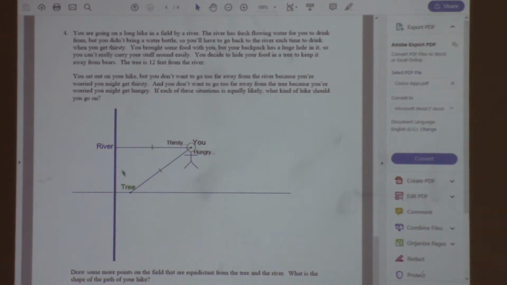And then I even have a silly one for parabolas. There's a river and a tree, and you hide your food in a tree or something, and then you go on a hike but you have no pockets, so you might get hungry or thirsty. So you want to stay equally far away from the river and the tree at all times. So based on whether you get hungry or thirsty first, you'll have the same amount of distance to go back and take a drink from the river, which is something that we do all the time.